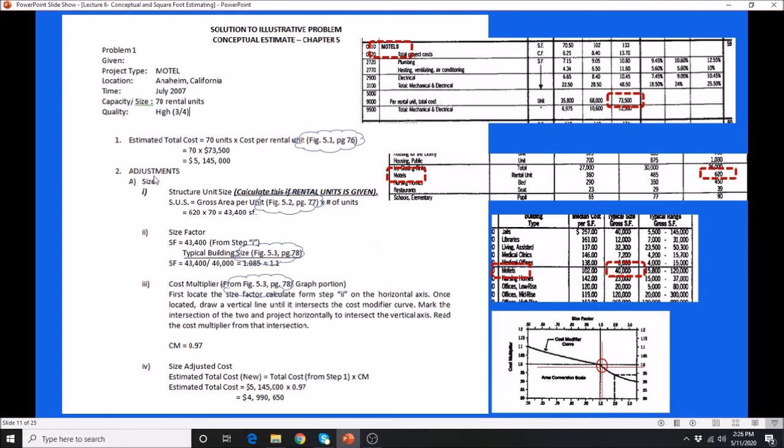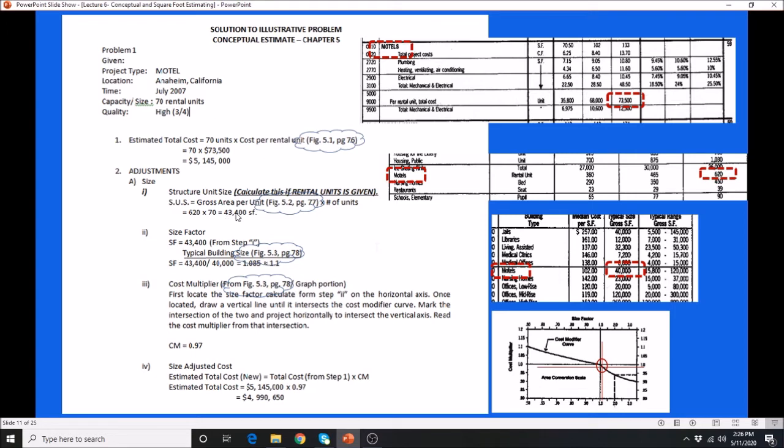And you will notice that given here, we have the location and we have also the time. All right, so for us to be able to adjust the size, we need to convert this rental unit into an equivalent square footage. And we will be using figure 5.2 to figure out the equivalent square footage. So in this case, this is your figure 5.2, and it is a motel, rental units, and this is the low quality, median, and we have here the high, and that is 620 per rental unit. And that's the reason why we multiply 620 by 70 to give you 43,400 square feet.